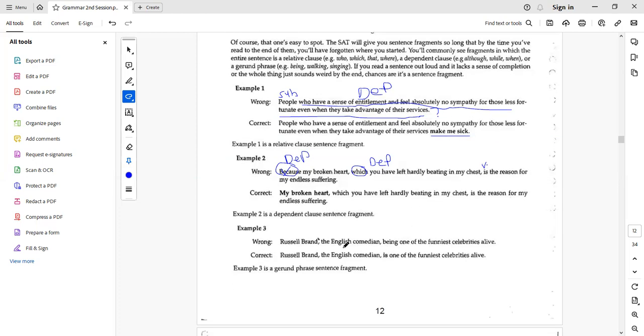Another one. Russell Brand. Okay, the subject. The English comedian. This is a positive. Like the English teacher. Being one of the funniest celebrities alive. No verb. Being is not a verb. So he deletes being and puts is. So now it's right. Russell Brand, the comedian, is one of the funniest celebrities alive.